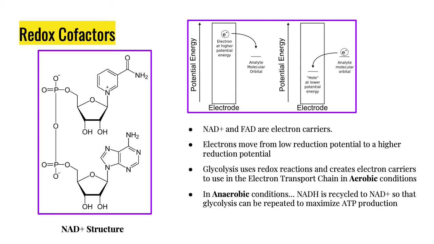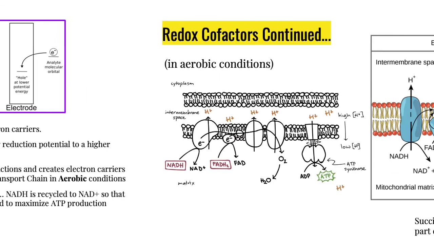Glycolysis uses redox reactions and creates electron carriers to use in the electron transport chain in aerobic conditions. However, in anaerobic conditions, which was mentioned previously, NADH is recycled to NAD+ so that glycolysis can be repeated to maximize ATP production, since ATP cannot be produced in the citric acid cycle and the electron transport chain.